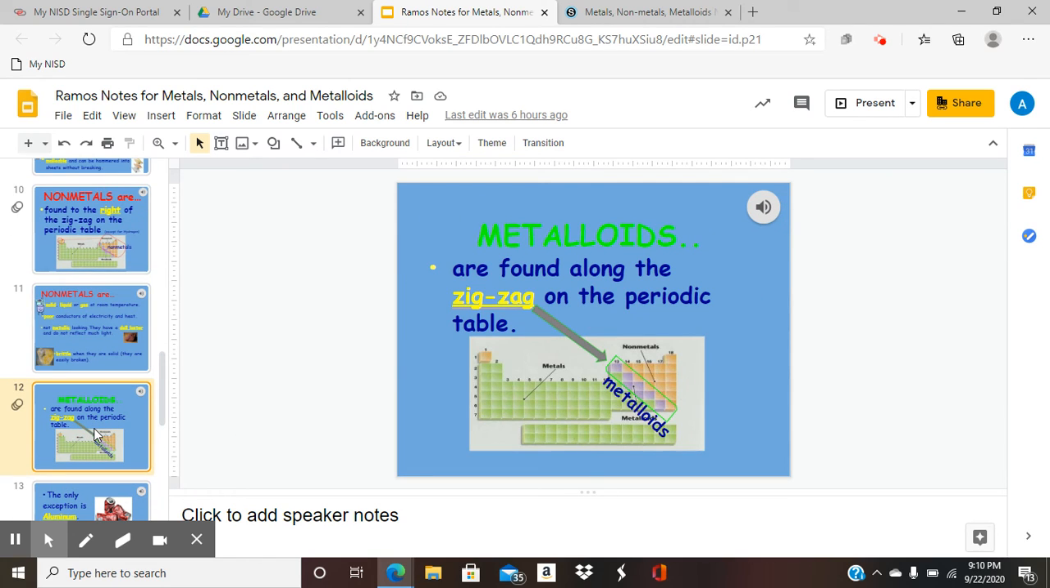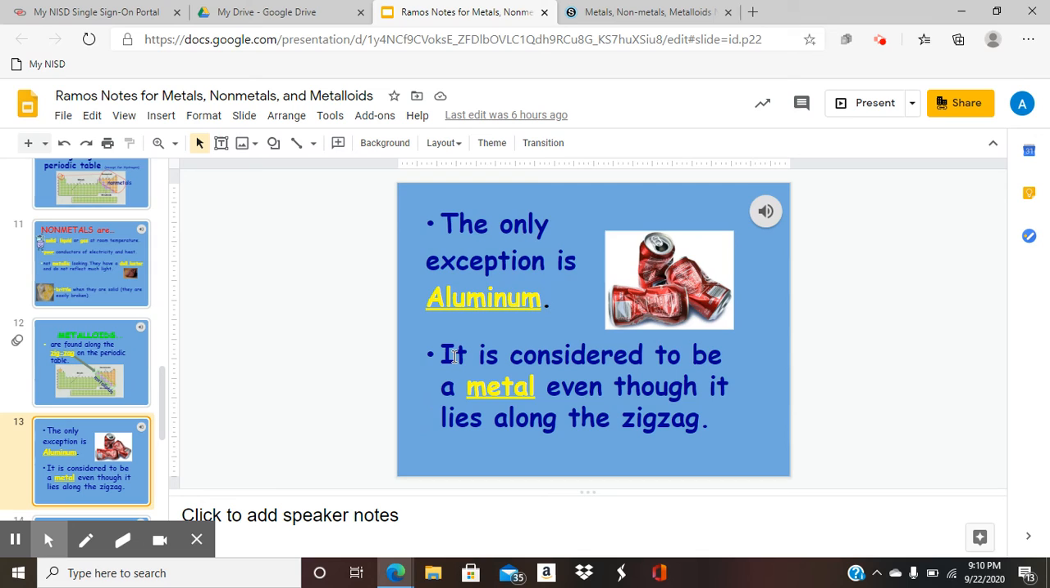The next one is metalloids. Metalloids are found along the zigzag on the periodic table. And you can see here the little zigzag, the metalloids, and they're in purple. The only exception is aluminum. It is considered to be a metal, even though it lies along the zigzag line.